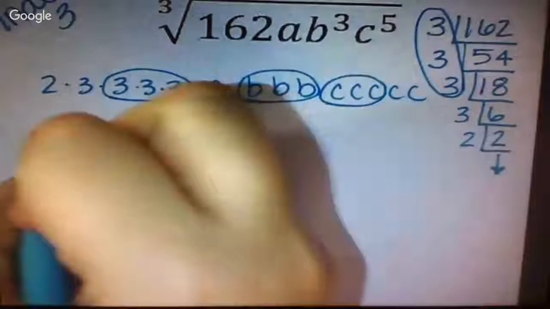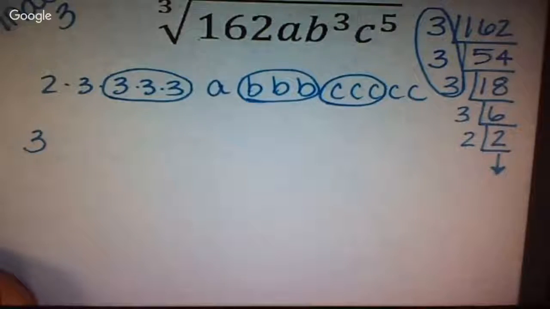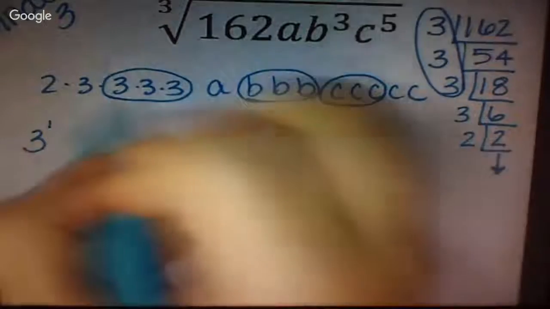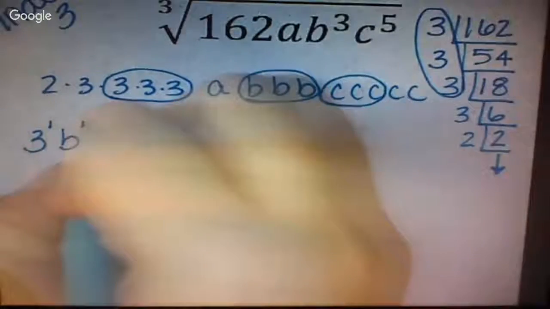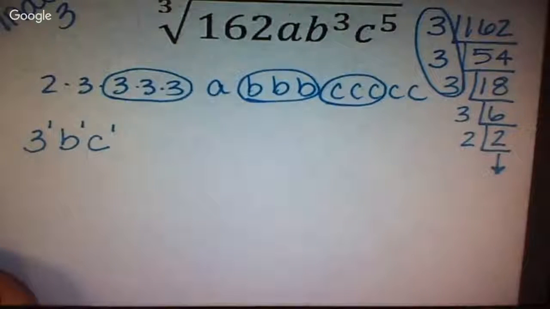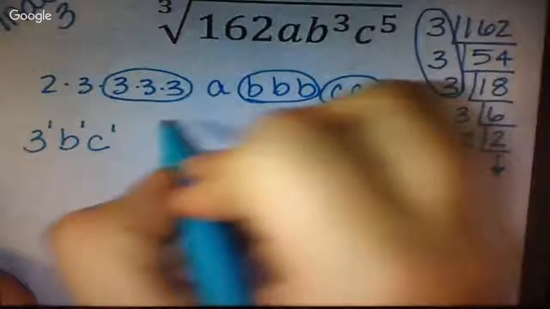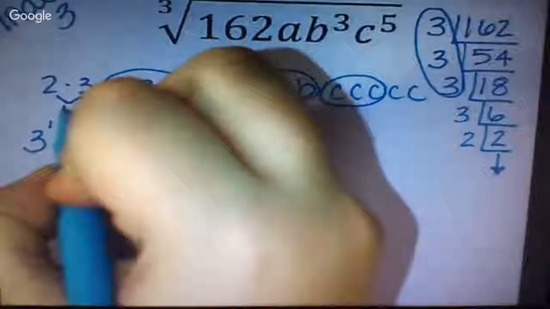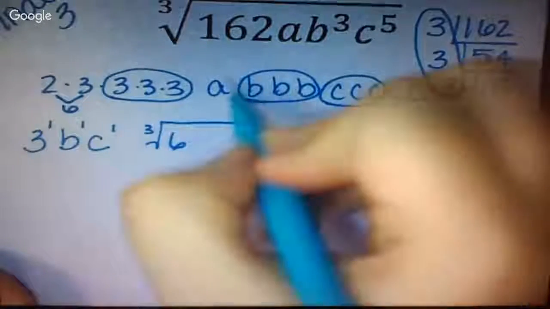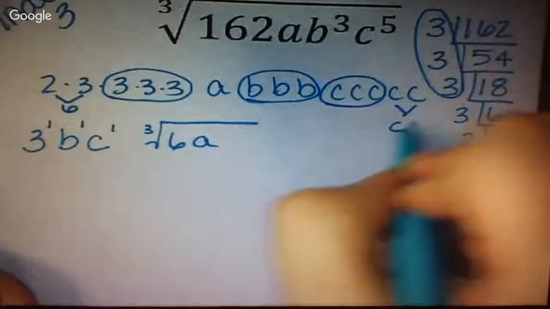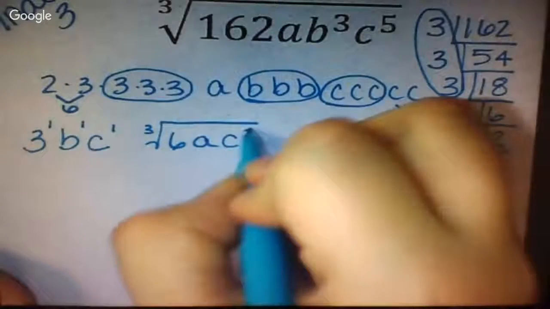So that means I have a 3 that comes out front, and it has an exponent of 1. There's only one circle. A b comes out front with an exponent of 1. A c comes out front with an exponent of 1. And that's everything. Everything else goes back underneath the cubed root. So I'm left with 2 times 3, which is 6, just one a, and my c becomes c squared.